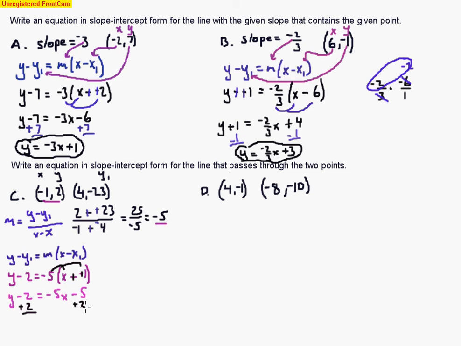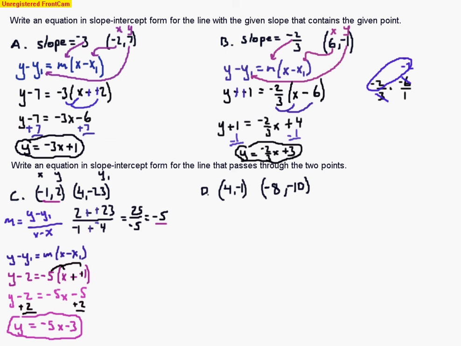So when I do that, I have the equation in the slope-intercept form, where y is all by itself. Y equals negative 5x minus 3. There it is. Slope-intercept form, again, is where y is by itself.